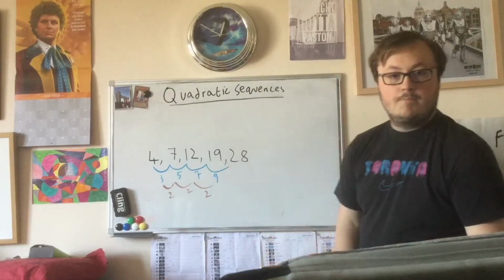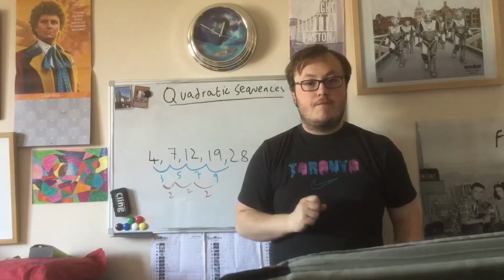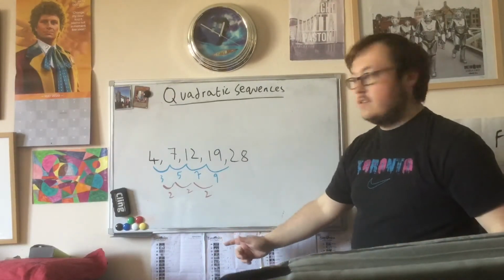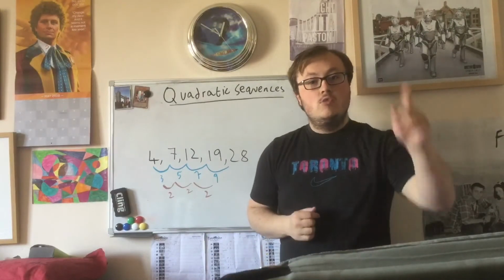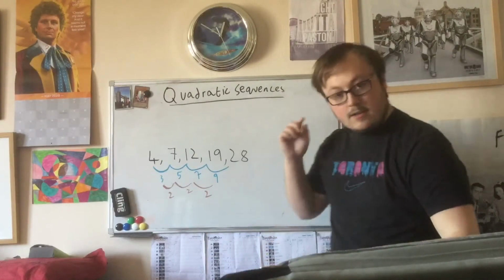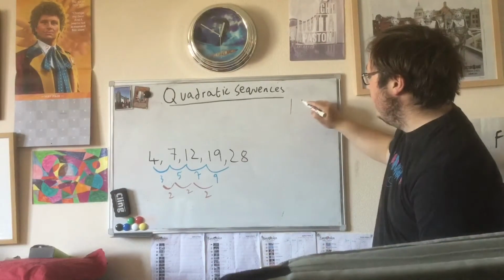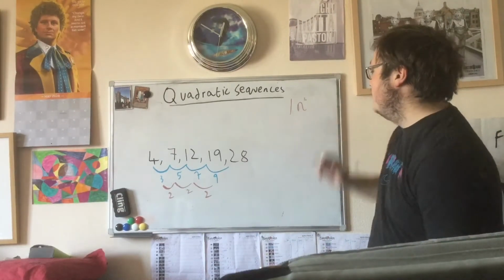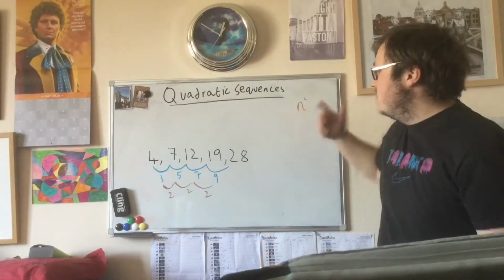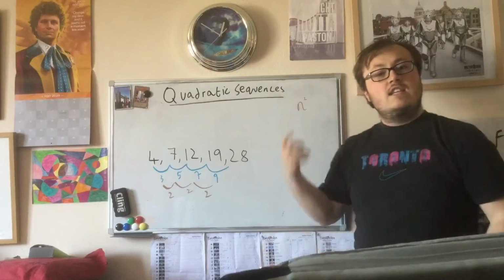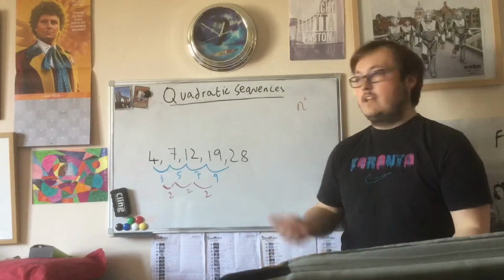So that's step 1. Step 2, you halve that difference. So if the difference between those differences is 2, you halve 2, and what do you get? You get 1. So the first part of this quadratic sequence is 1n squared. 1n squared is the same as n squared though, so we can leave it like that. So that's the first part. We found out what goes in front of our n squared, which is 1.